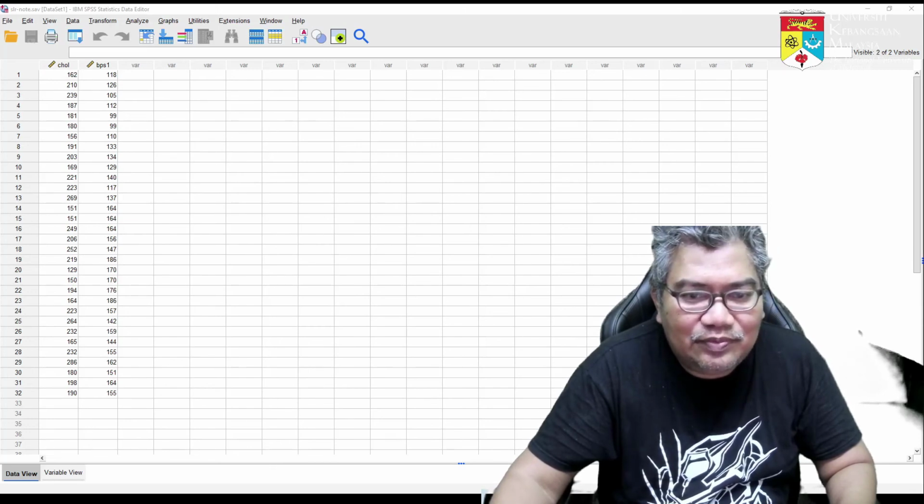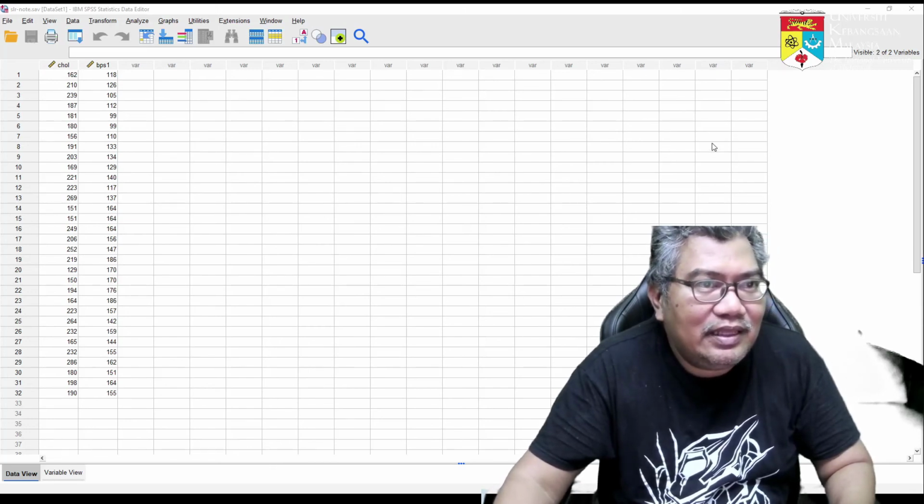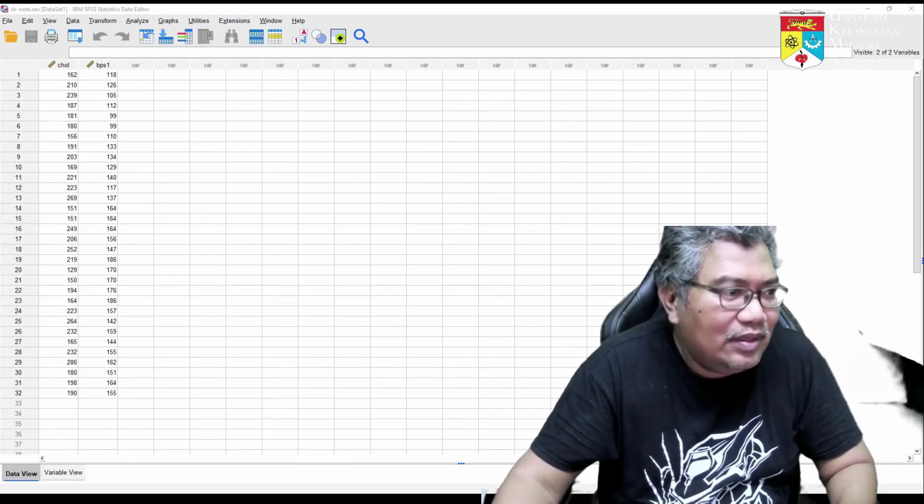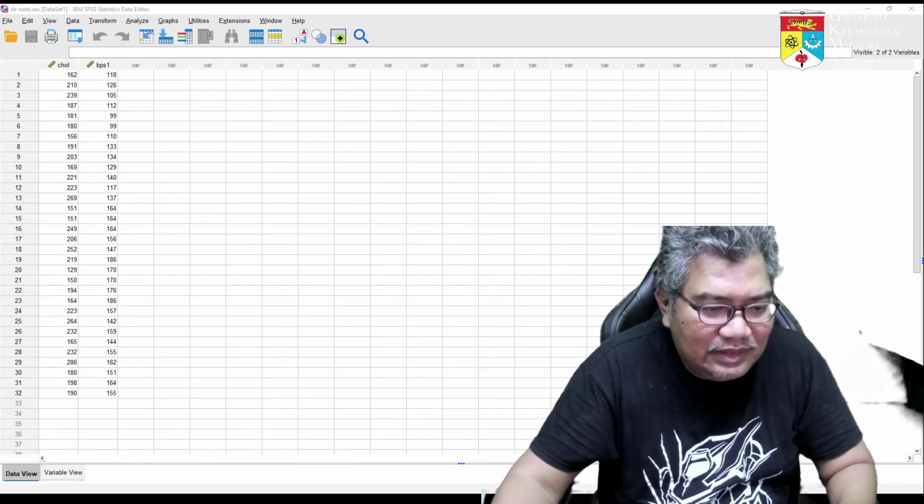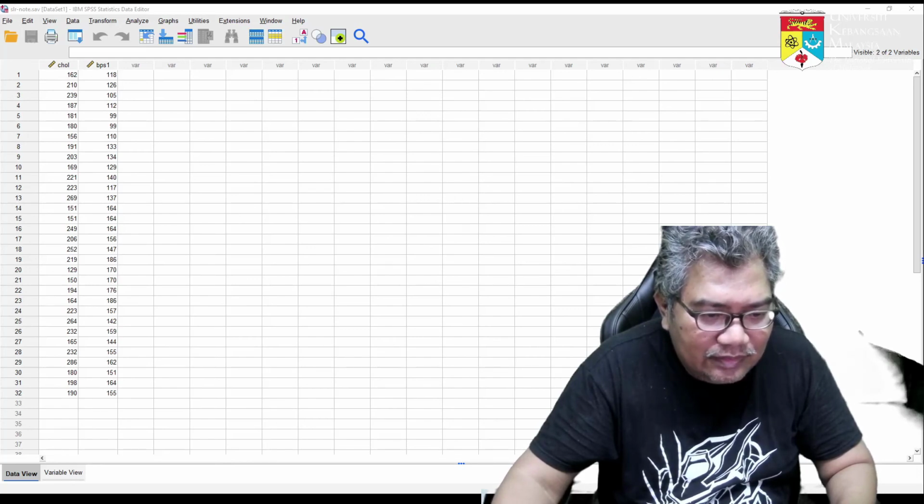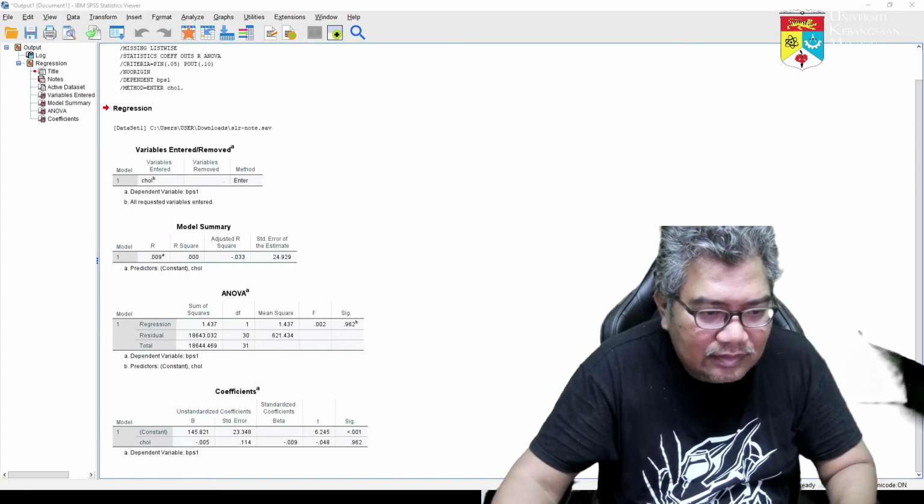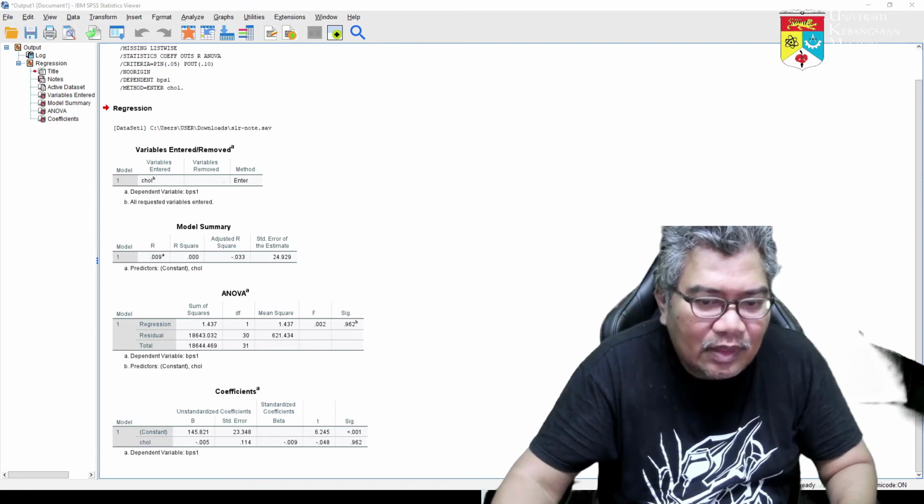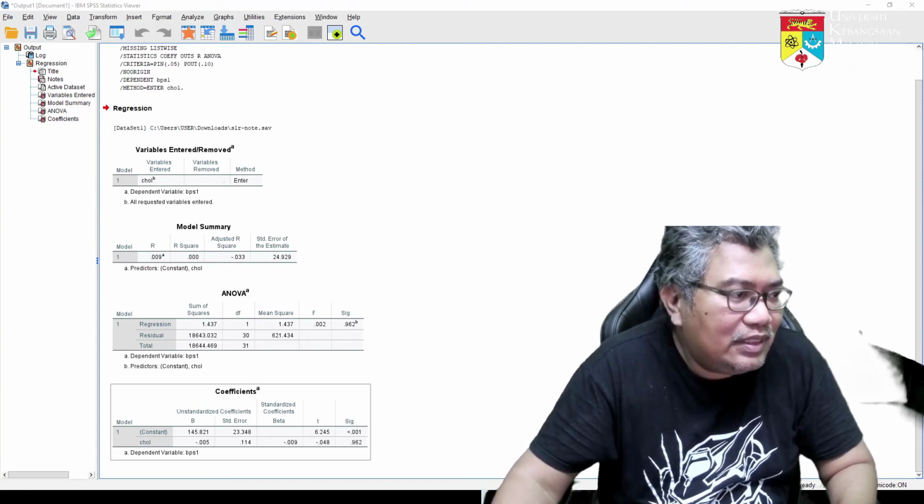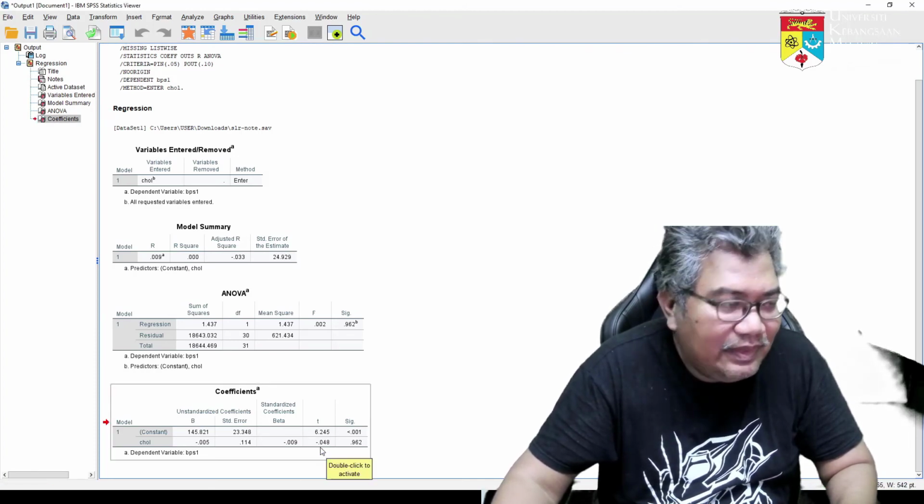So now we got the output. Again, the output cannot be seen. Okay, so I'm going to change the window capture again to the output. So you can see there at the bottom on the left side. Okay, so the value is similar.